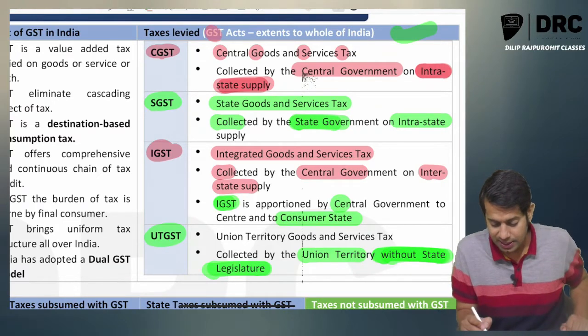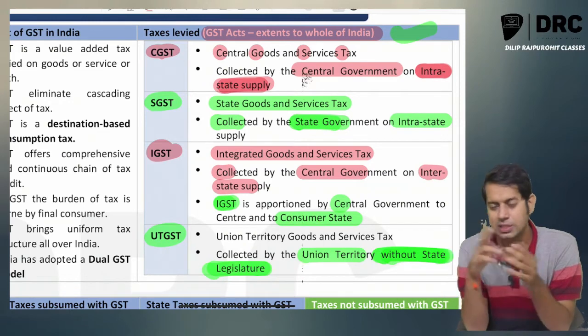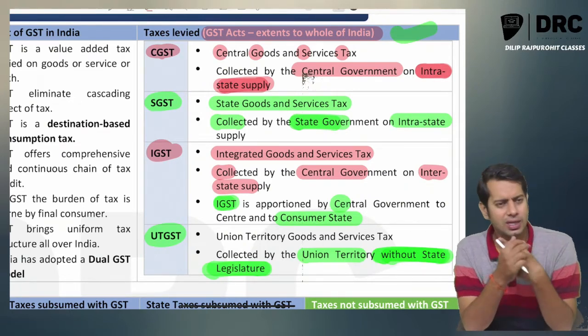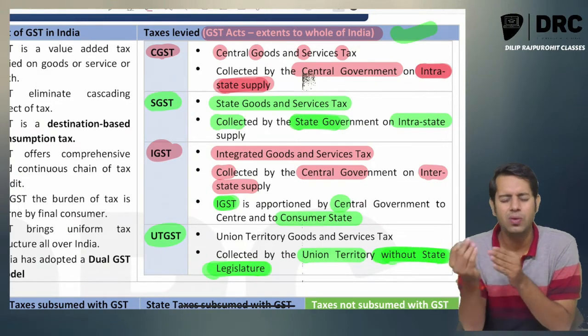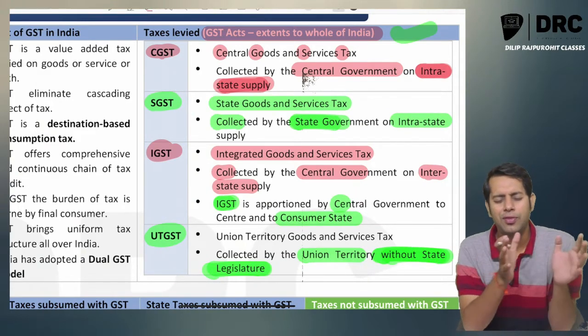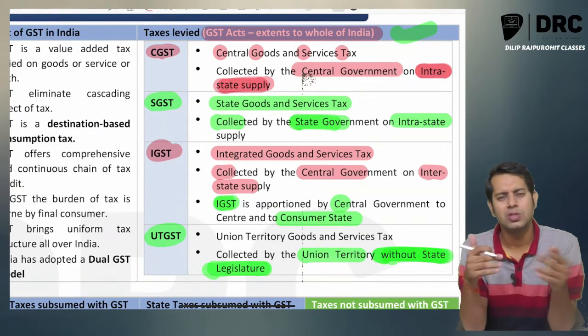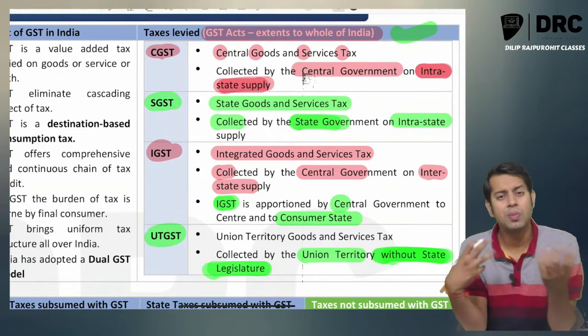Please note, GST extends to the whole of India. Even in the state of Jammu and Kashmir, GST is applicable. So everywhere in India, GST is the same. Before, we had this concept of VAT, which we'll discuss in a while, wherein VAT in Karnataka was not equal to VAT in Tamil Nadu. The VAT in Karnataka was not equal to the VAT in Gujarat, because the state government was making the law.